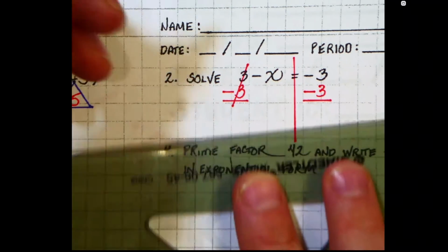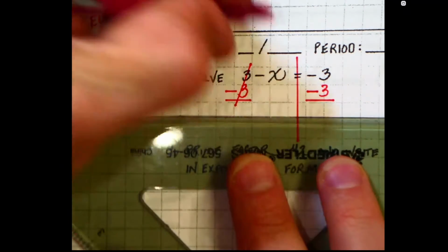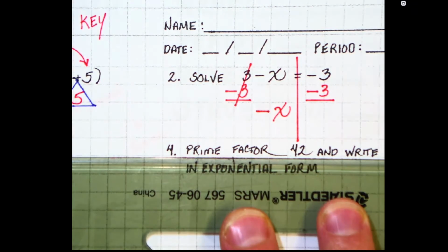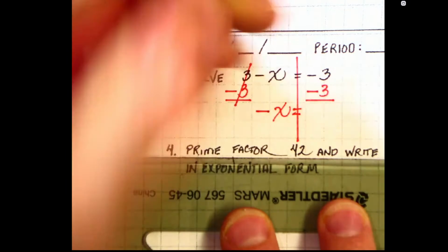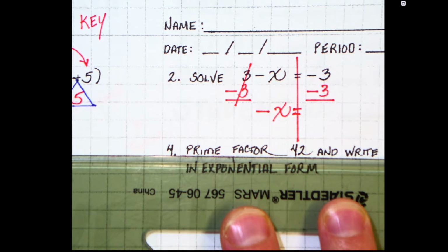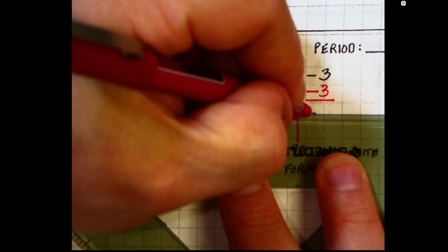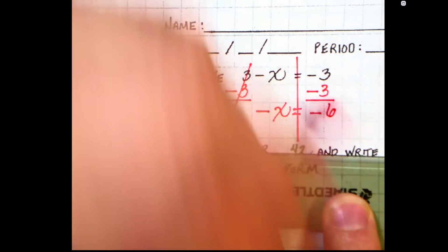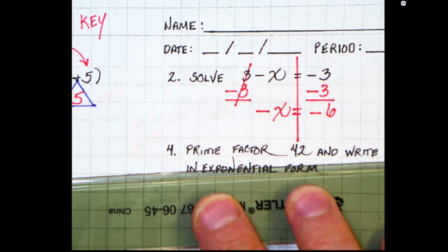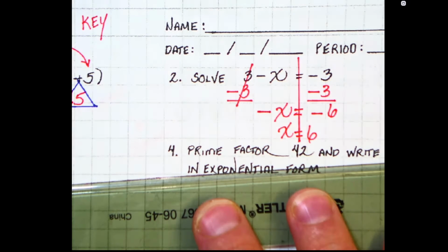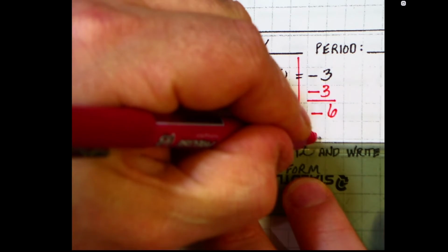Now bring down this negative x. People dropped this negative sign like crazy. Negative x equals. Now the most common thing people wrote was 0, but that's not true. Negative 3 minus 3 is negative 6. So negative x equals negative 6. Therefore, positive x equals positive 6. Box. You're done.